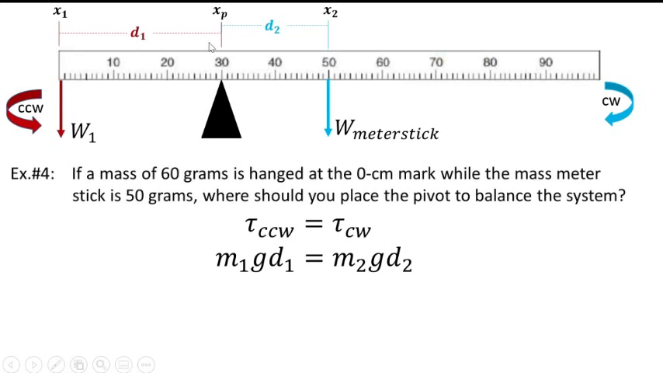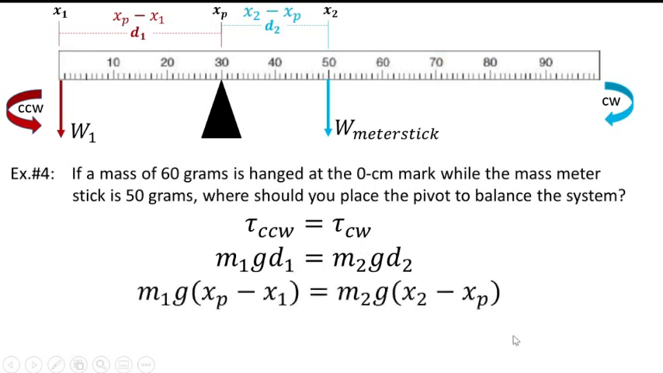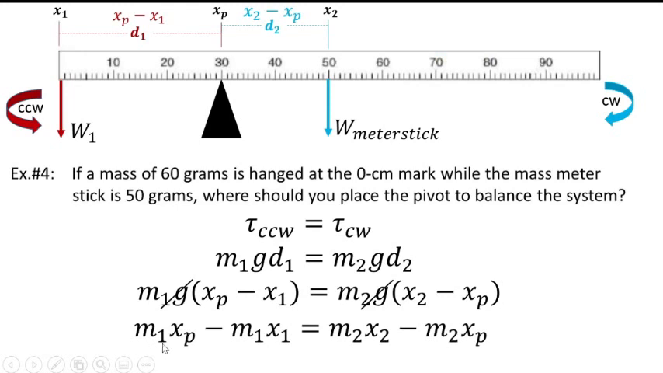To get D1, we subtract XP minus X1, since XP is higher than X1. While for D2, since X2 is higher than XP, it will be X2 minus XP. Let's substitute these into D1 and D2. To simplify our equation, we can remove gravity since both sides have it. As we remove the acceleration due to gravity, we can distribute M1 and M2 in the equation. So that will be M1 XP minus M1 X1 is equal to M2 X2 minus M2 XP.